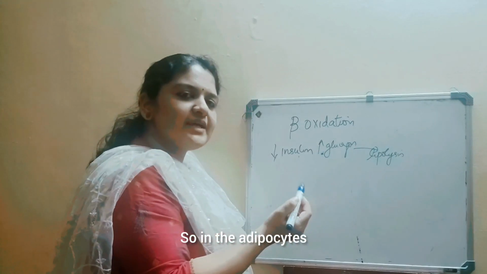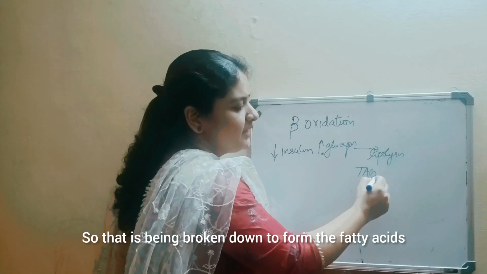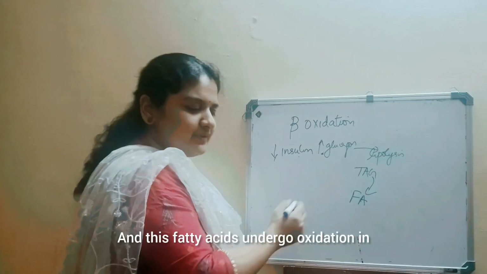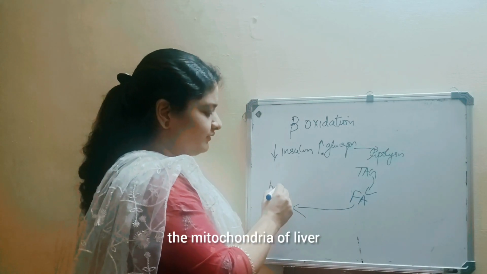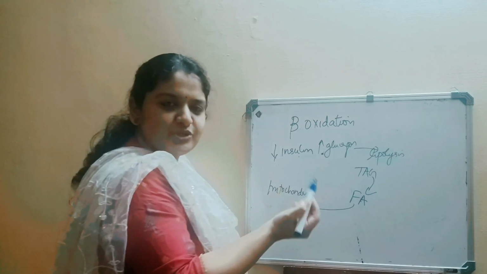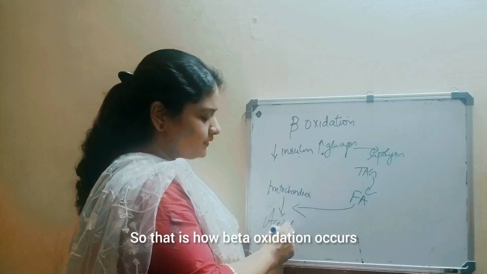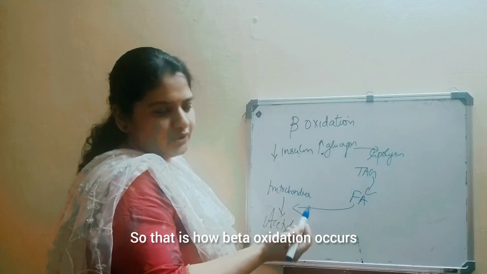So in the adipocytes, the storage form of fat is triacylglycerol. That is being broken down to form the fatty acids. And these fatty acids undergo oxidation in the mitochondria of liver, and we get the acetyl-CoA. So that is how beta oxidation occurs.